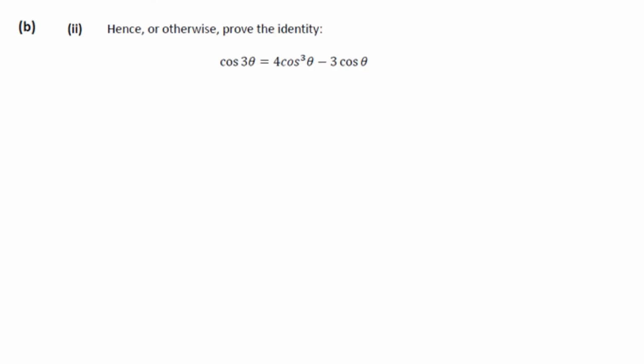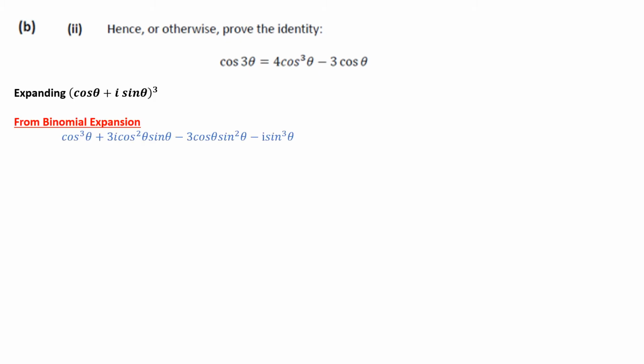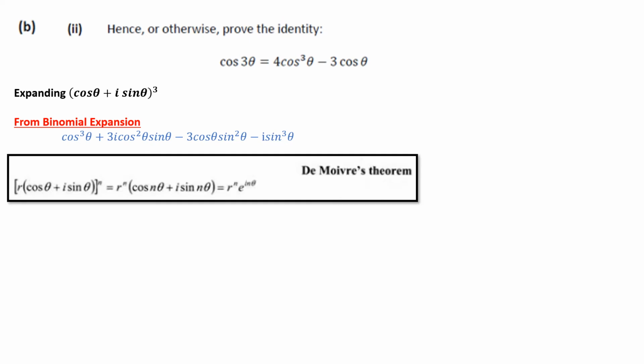So part 2 of this says hence or otherwise prove this identity. Cos 3 theta is equal to 4 cos cubed theta minus 3 cos theta. So it says hence, which means you're going to use what we worked out in the previous part, and that was an expansion. So we expanded cos theta plus i sine theta all to the power of 3, and this is what we ended up with. Cos cubed theta plus 3i cos squared theta sine theta minus 3 cos theta sine squared theta minus i sine cubed theta. Now, we can also expand that using De Moivre's theorem.